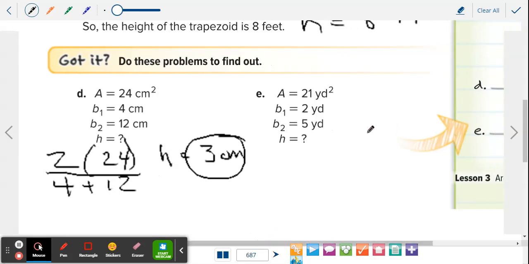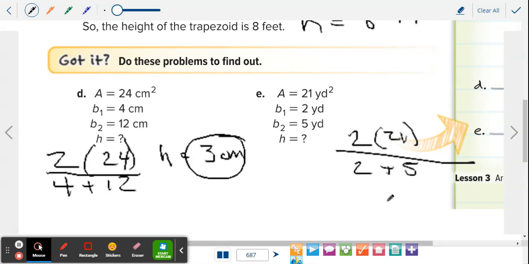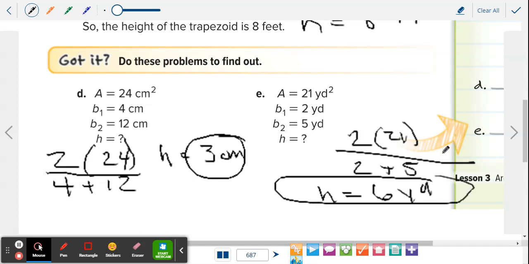Okay, letter E, same thing. 2 times 21 divided by 2 plus 5. And what's our height going to be? 6 yards. So you would do 2 times 21, which is 42, divided by 7. 6 yards. Any questions on any of this?